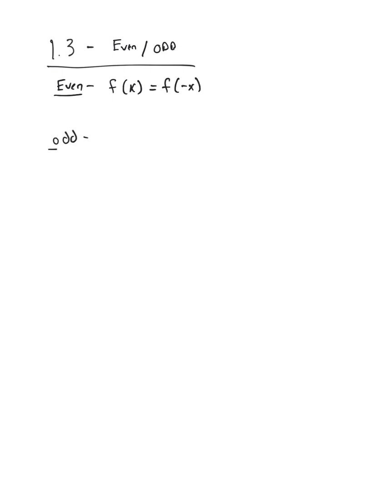The rule, if it's odd, is f of x equals negative f of x. So what does that end up saying? What does that mean? Well, let's do an example problem. The key note here is you plug negative x into x. So let's do an example here.